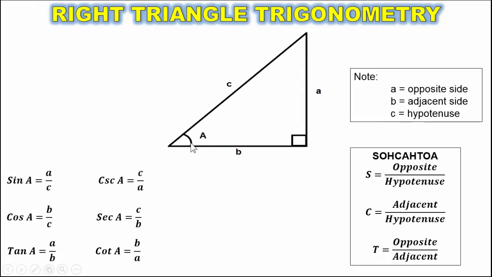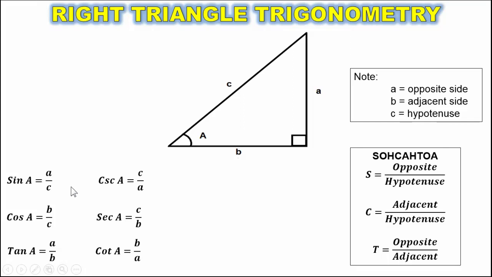The sine of the angle A is equal to the opposite side divided by hypotenuse. The cosine of the angle A is equal to the adjacent side divided by the hypotenuse. The tangent of the angle A is equivalent to the opposite side all over the adjacent side. If we inverse the sine of the angle A, A all over C, it will now become the cosecant of the angle A.